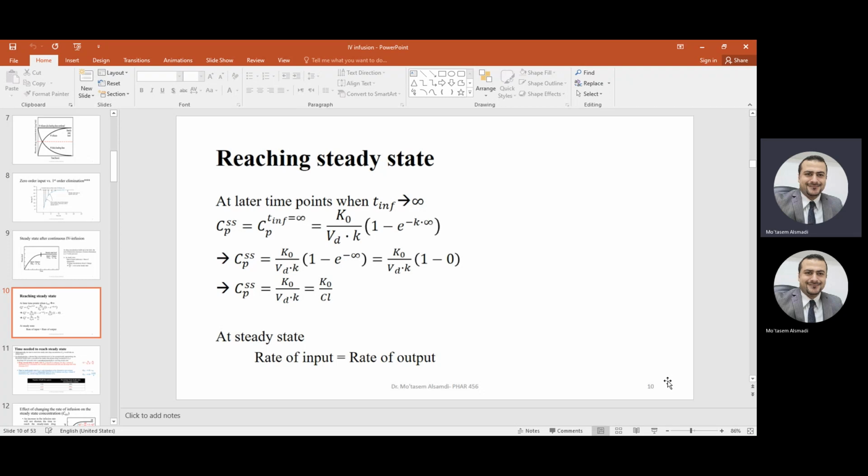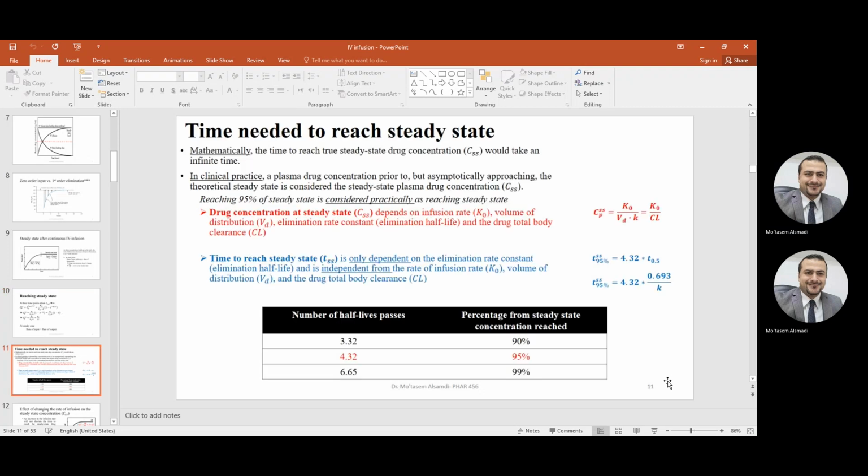I'm refreshing your memories because we covered all of this before the vacation of Eid. We said that the definition of steady state is that the input rate is equal to the output rate, or the elimination rate. We said that the time needed to reach steady state is only defined by the elimination rate constant or elimination half-life. It's independent from the input rate, the VD, and the clearance. It's only dependent on the elimination rate constant and elimination half-life.